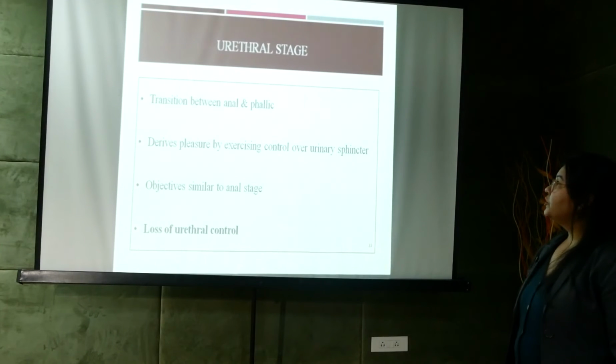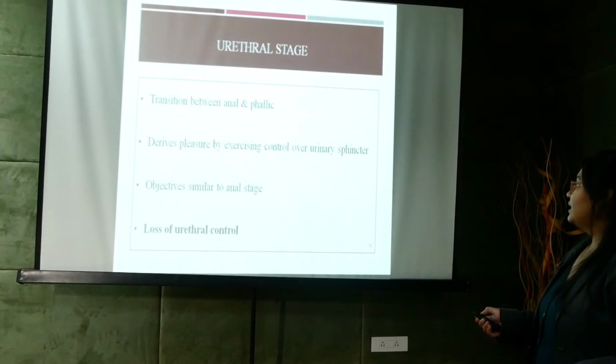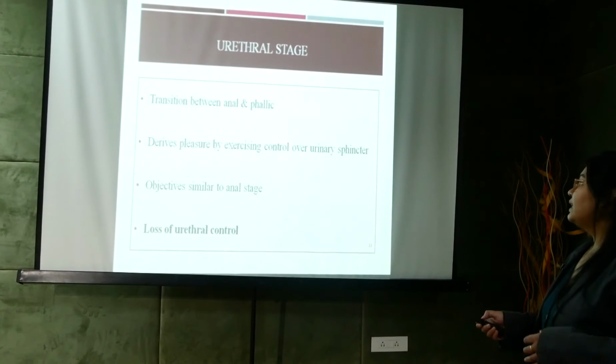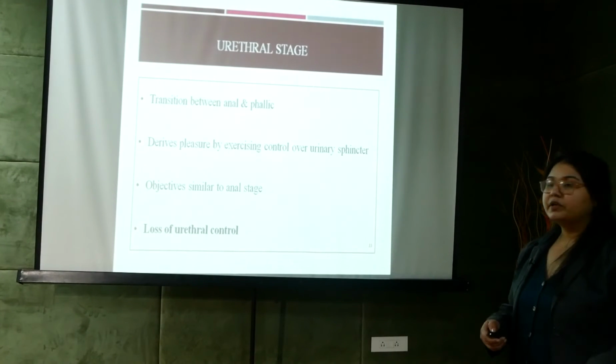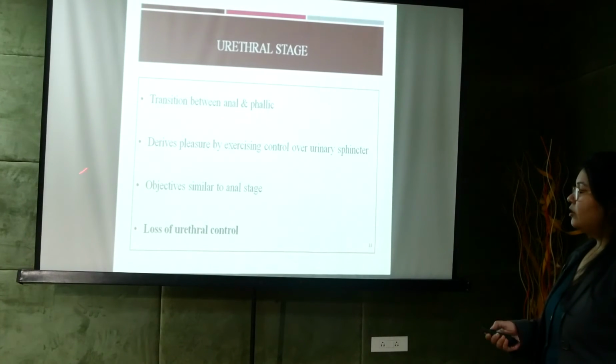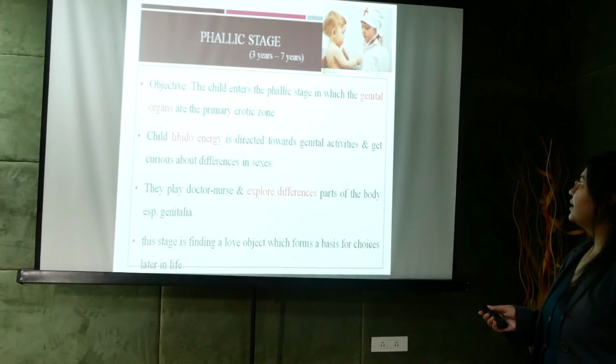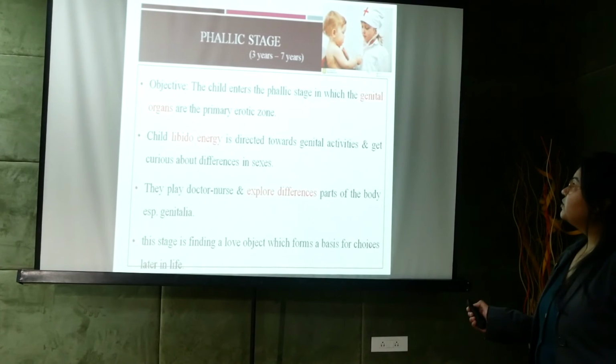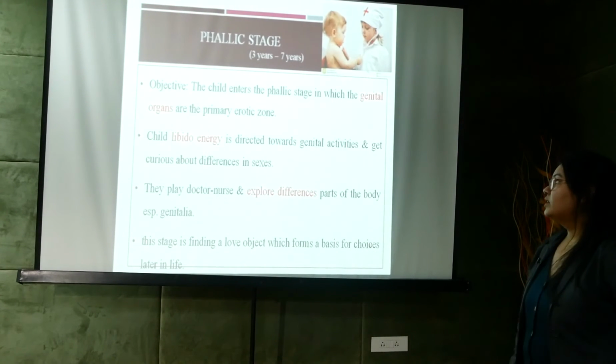Then comes the urethral stage. It is a transition between the anal and phallic stage. It derives pleasure by exercising control over the urinary sphincter. The traits are similar to the anal stage, and loss of urethral control is there. Then comes the phallic stage, which is between 3 to 7 years of age.